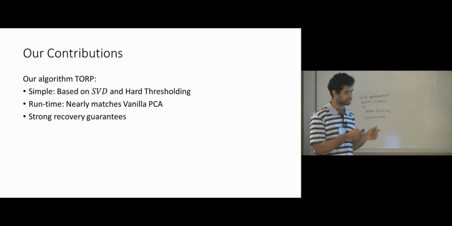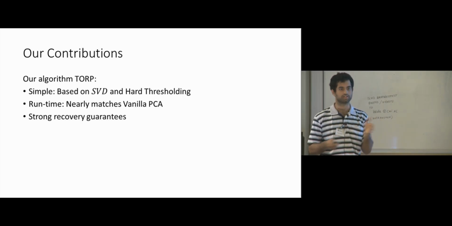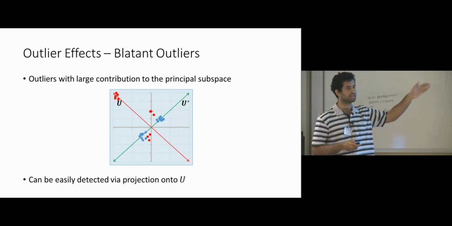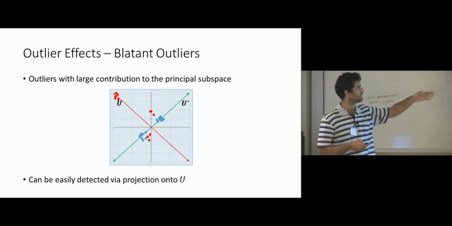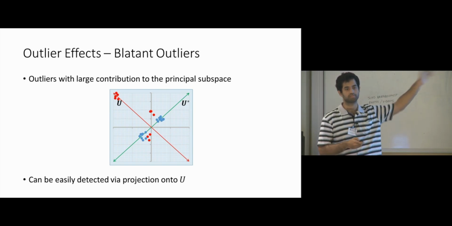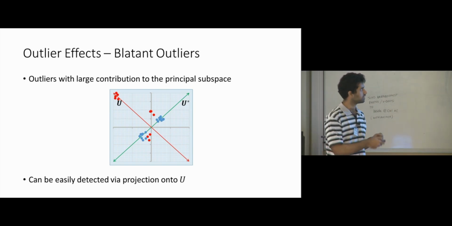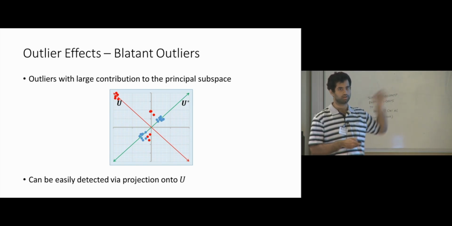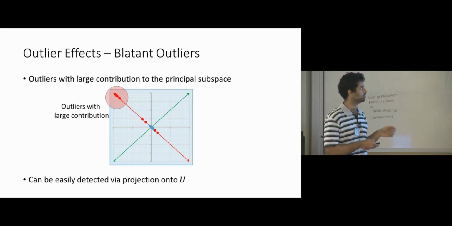So before we describe our algorithm, let's see how an adversary can probably try to trick you into figuring out wrong directions. Some of these outliers are going to be pretty blatant. So these outliers are very far from the principal subspace and they can completely change your estimated principal component. So here you see that you estimate U, but it's mostly because of a few small outliers that are in the top left corner of the picture. So these outliers are really easy to detect. All you have to do is project your data points onto U.